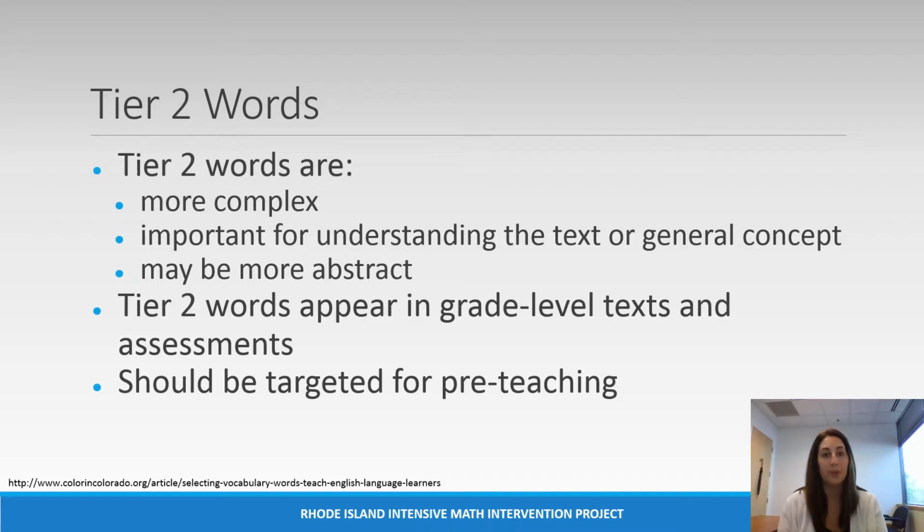Different Tier 2 words require different instructional strategies. Some can be seen visually, many are cognates, which we will discuss shortly, and many can be targeted for pre-teaching. Words that should be pre-taught are those that cannot be easily demonstrated and are not cognates. For example, the word me.